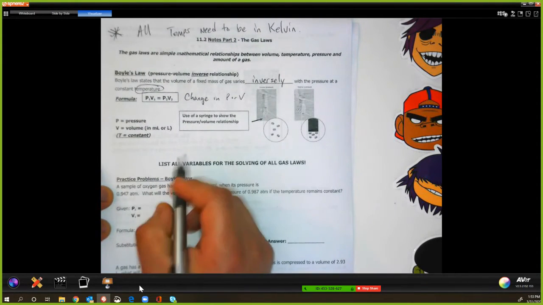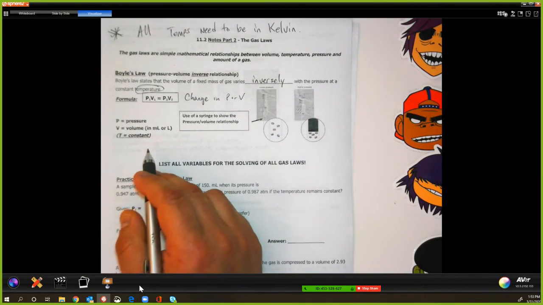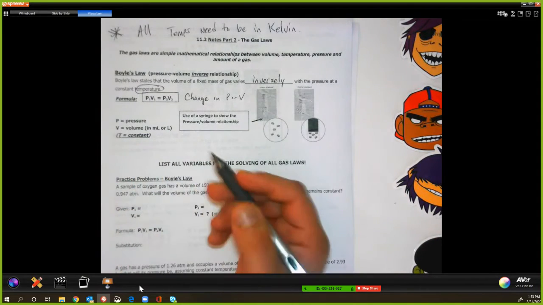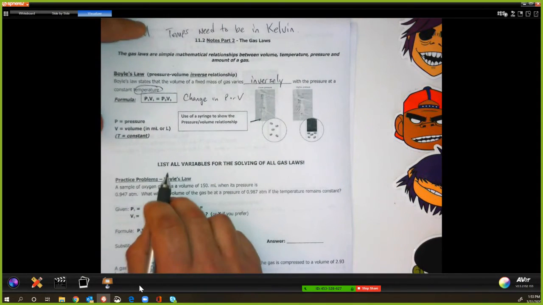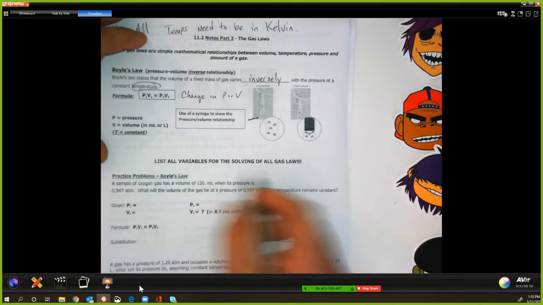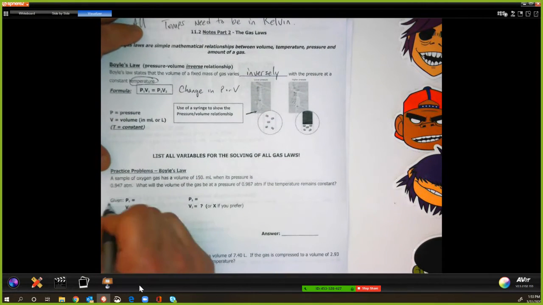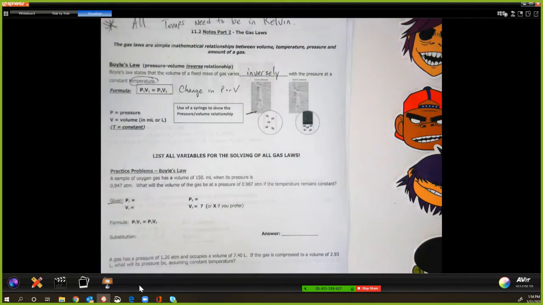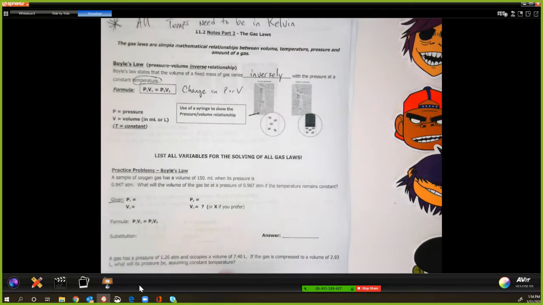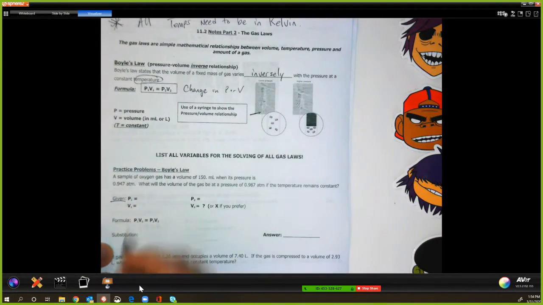So it says P is for pressure. That one's easy. Volume is in milliliters or liters, and temperature is constant. And when you're doing these practice problems, you want to list all your variables for the solving of the gas laws. And I always call that my given. So as you're reading these problems, and if you print this out, you don't have to print it out, but if you're reading it, you're going to mentally take note. So you're going to read this.